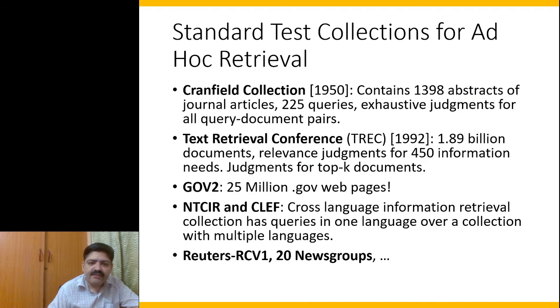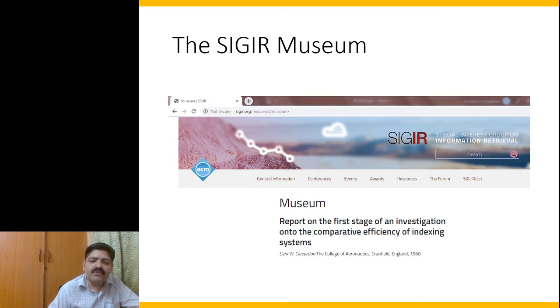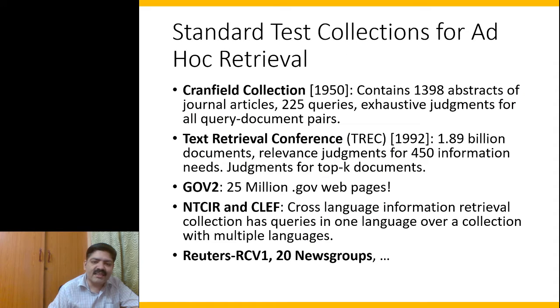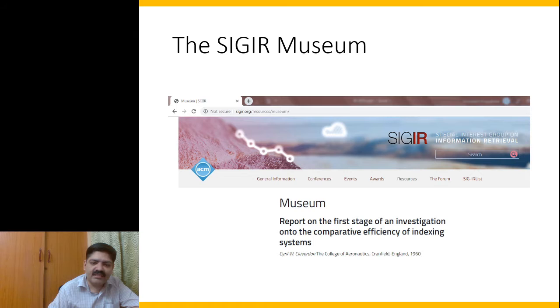Those who are interested in the Cranfield experiments might want to visit the SIGIR Museum. SIGIR is the Special Interest Group on Information Retrieval. They host a conference every year, the SIGIR conference, which is mostly rated as the top conference for information retrieval. I strongly urge you to go and read about the SIGIR conference and also look up the papers published recently at SIGIR. You should visit the SIGIR Museum if you are interested in knowing about these experiments, especially the Cranfield collection.